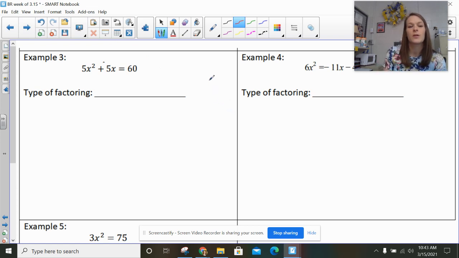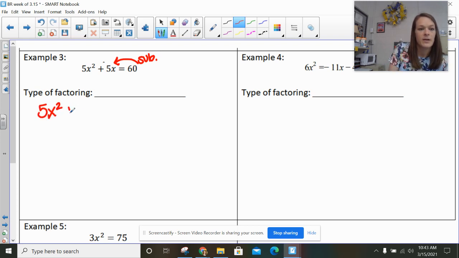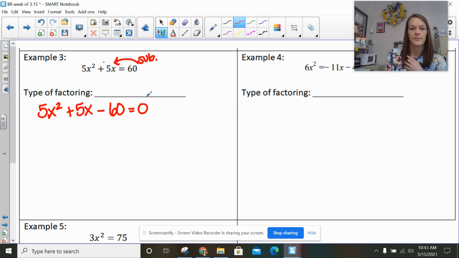All right, so the first thing I want to do is make it equal to 0. So I need to move this 60 to the other side. In order to move it, I need to subtract it. Okay, so I'm going to have 5x squared plus 5x minus 60 equals 0.